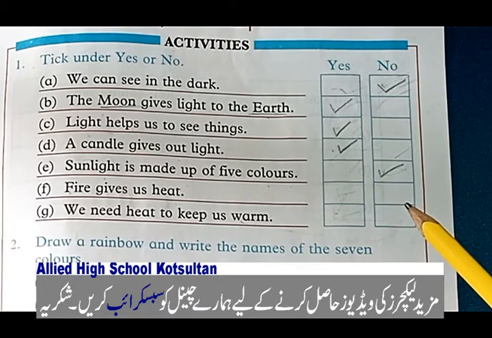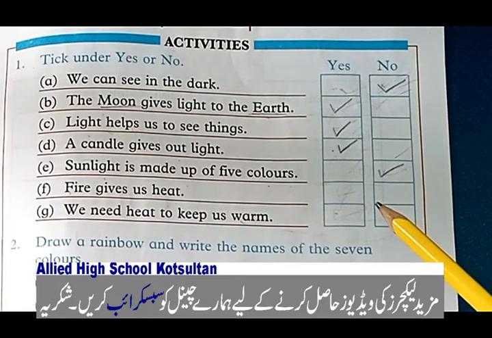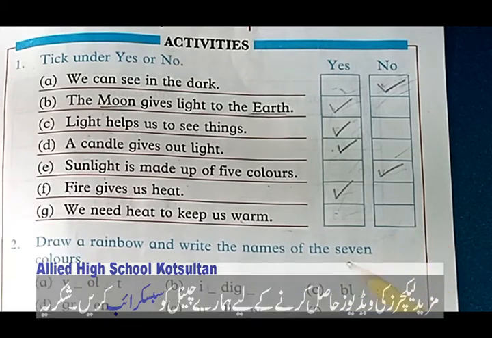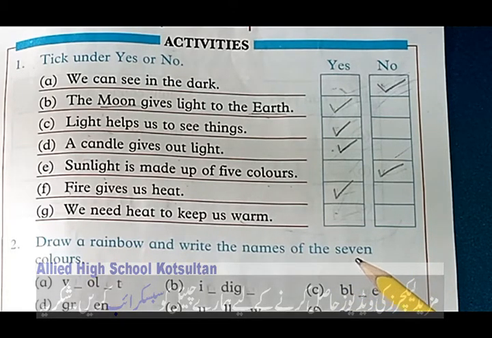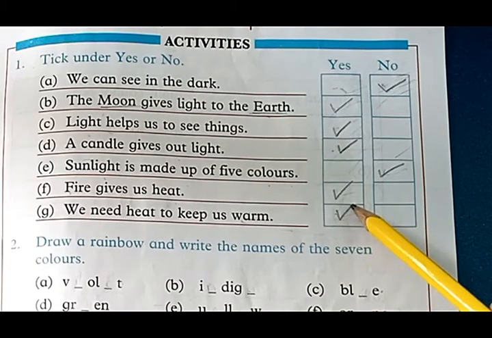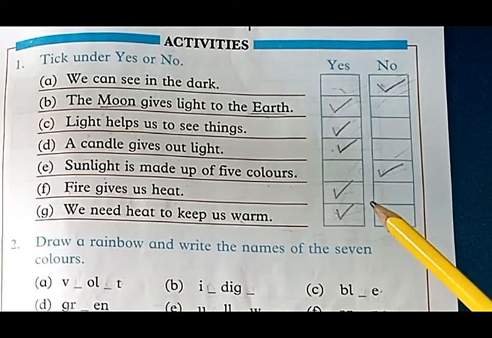Fire gives us heat. Does it give us heat? Yes. Now, statement G is we need heat to keep us warm. Exactly. We do need heat to keep us warm. So this activity, number 1 activity, is completed.